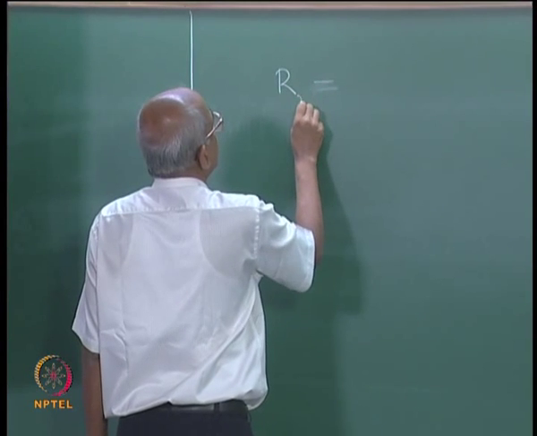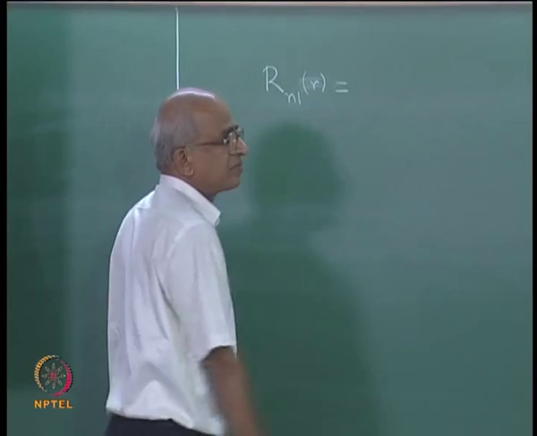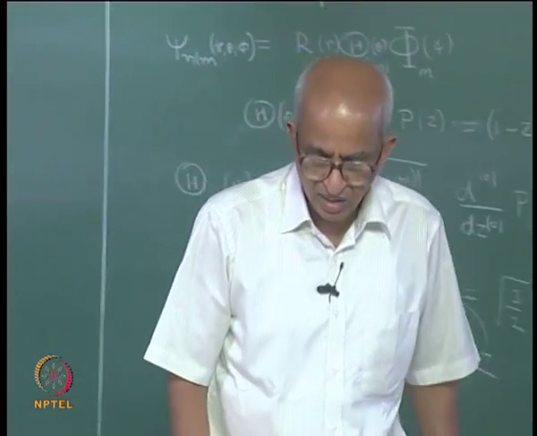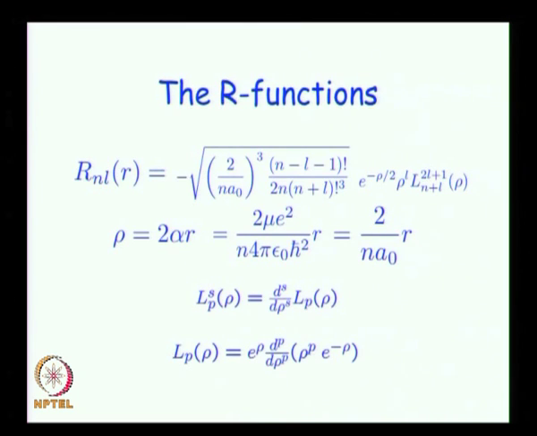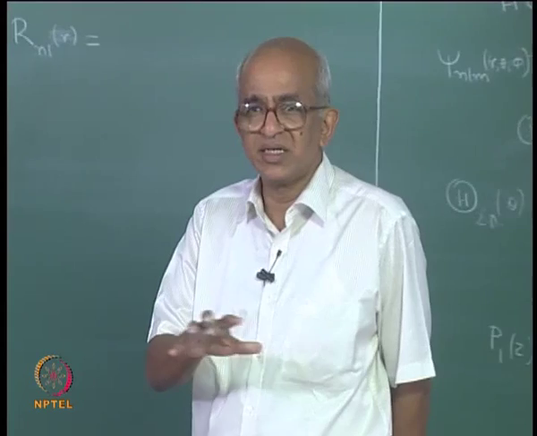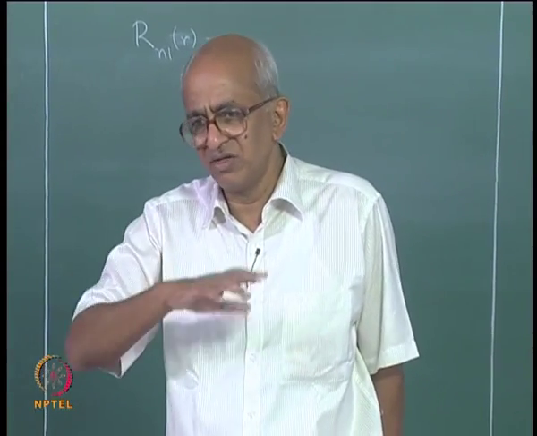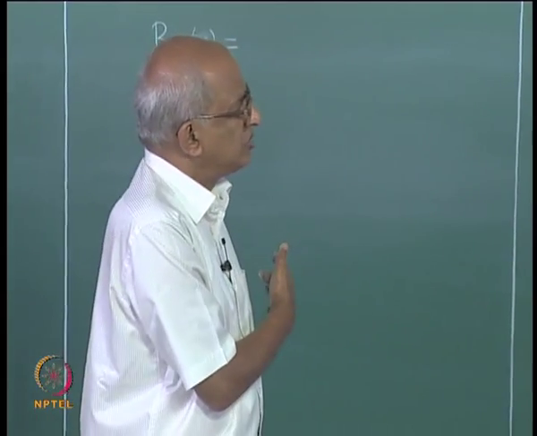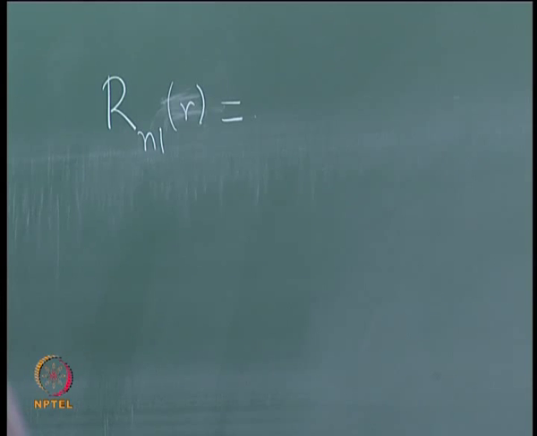Capital R depends upon n and L, and it is a function of small r. It is a little bit more messy than the previous one. The previous one itself, you may say it is a little bit messy, but if you look at it, it is not that difficult. For any given values of L and M, you can easily calculate the function using the formulae. So, capital R in a similar fashion can be calculated using this formula.